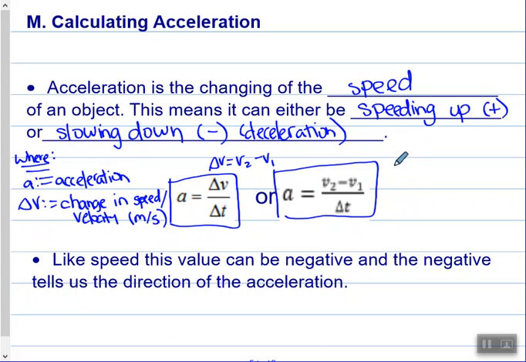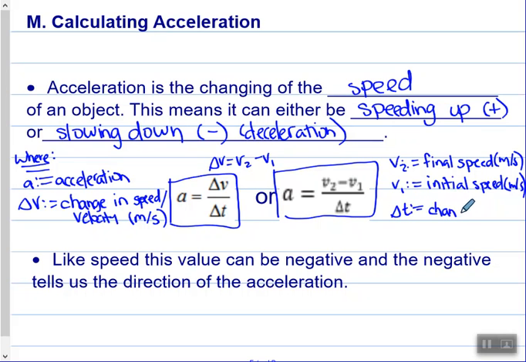Over here, it's the same, but v2 is our final velocity, final speed. v1 is our initial speed, starting speed. Once again, both of those with units of meters per second or kilometers per hour or whatever. And delta t for both of these formulas is, of course, change in time. And since we're using meters per second here, it's in seconds.